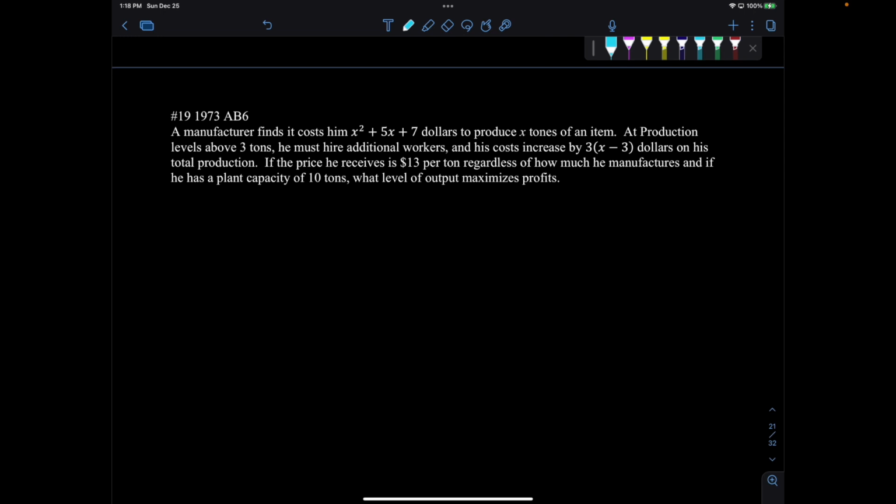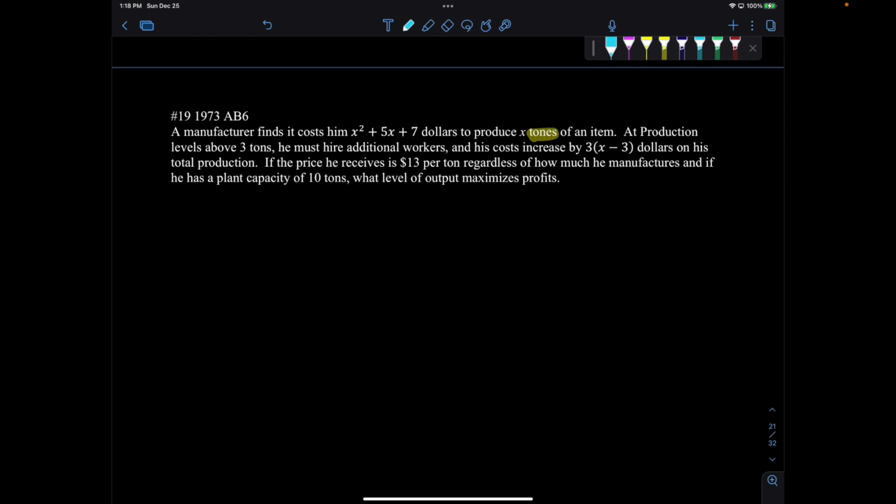But a manufacturer finds it costs him x squared plus 5x plus $7 to produce x tons, which is, I don't know if that's a typo on my part or if I just went for it. At production, capital P, that's weird, levels above 3 tons, this is a typo. He must hire additional workers, and his costs increase by 3 times x minus $3 on his total production. If the price he receives is 13 per ton, regardless of how much he manufactures, and if he has a plant capacity of 10 tons, what level of output maximizes profits?